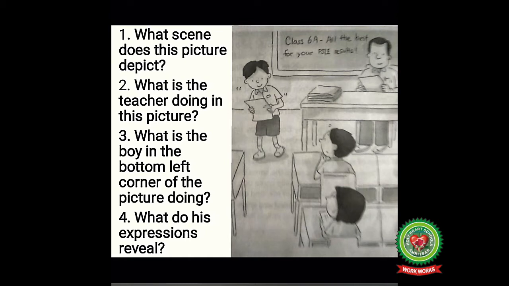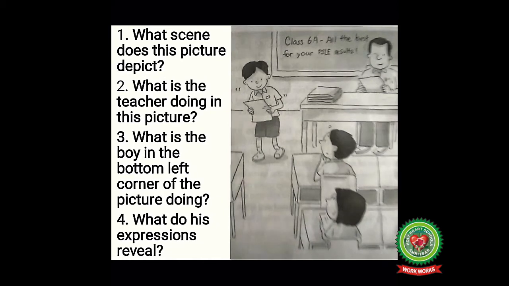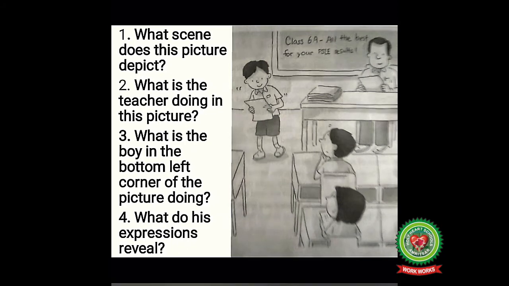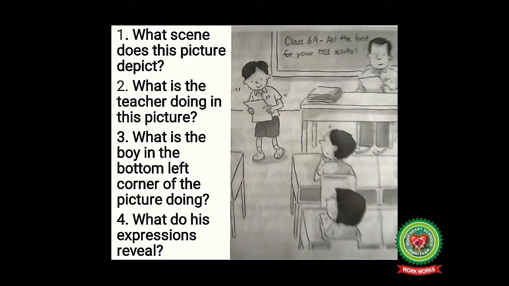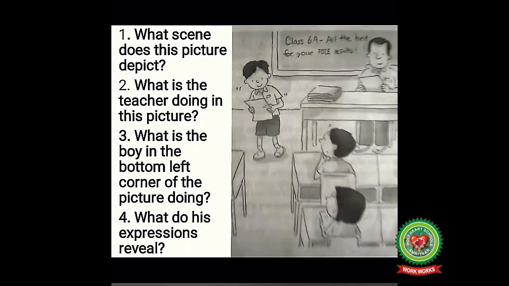Okay, look at the next question. What is the boy in the bottom left corner of the picture doing? The boy is looking at his friend who has already received the result. He seems a little worried. Let's move on to the next question, that is, what do his expressions reveal? And the answer is, he is occupied with the thought of his result.